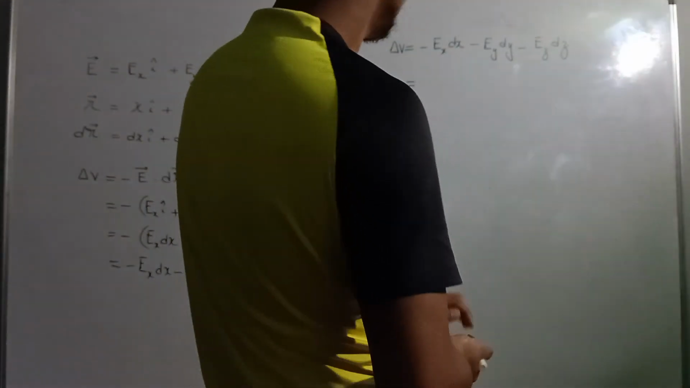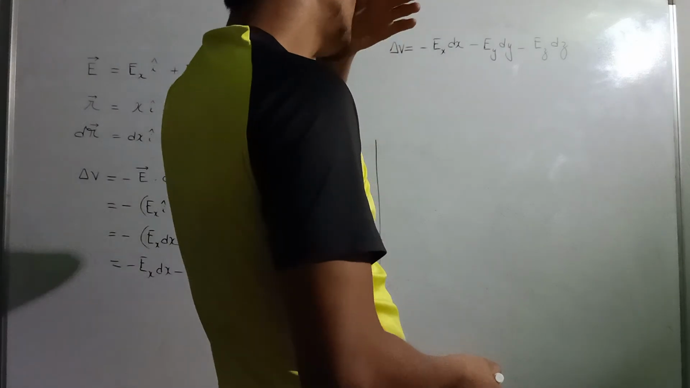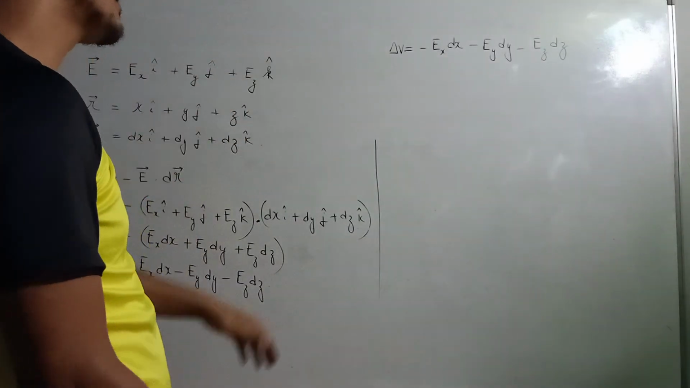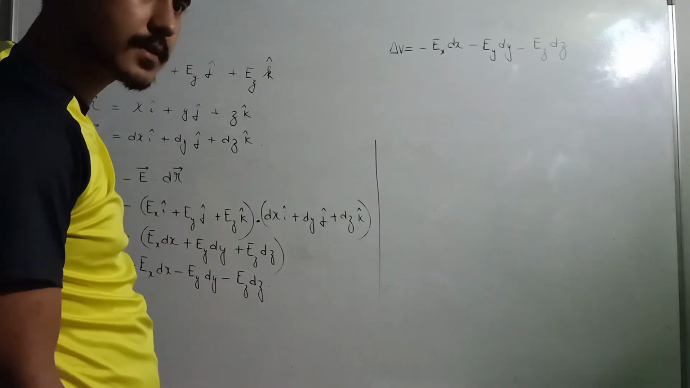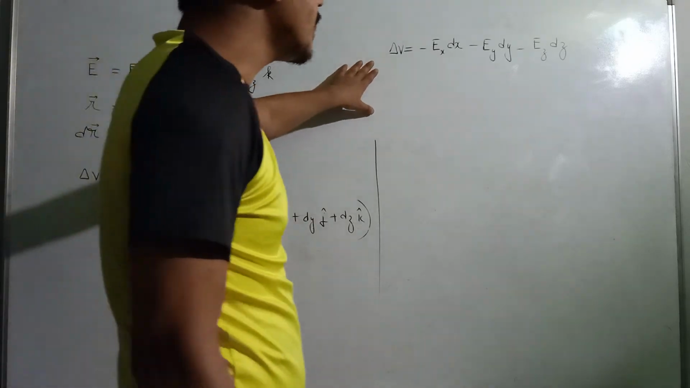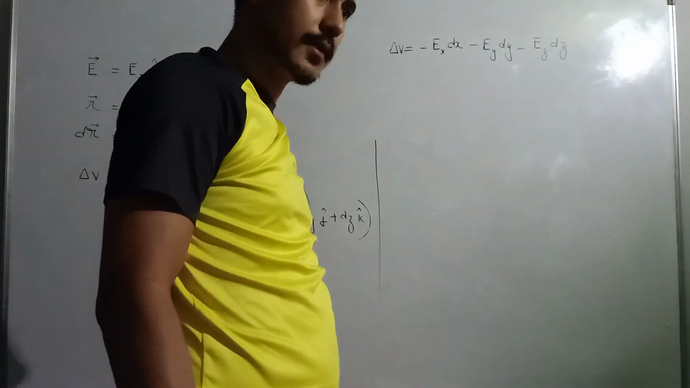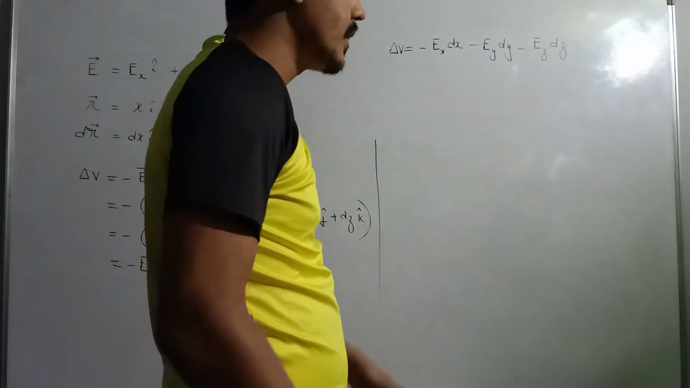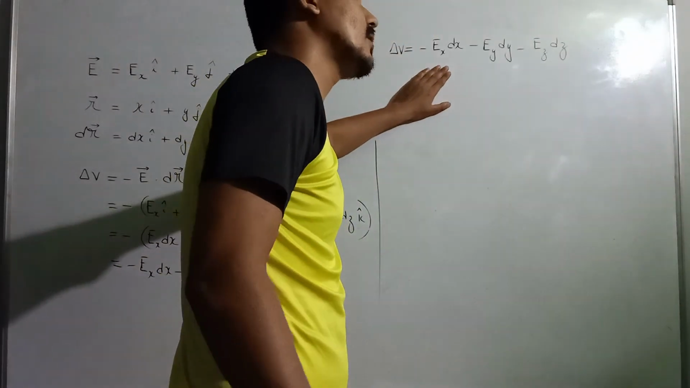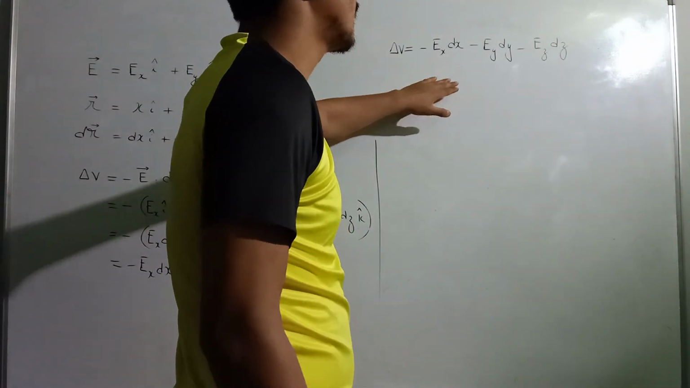Okay. What I want to do is, I want to differentiate both sides with respect to x. But del V has y component, z component, right? And I'm going to differentiate with respect to x.